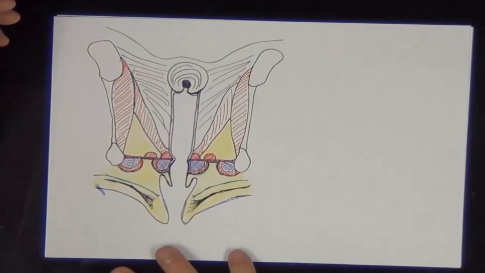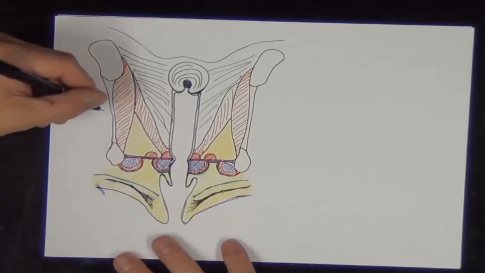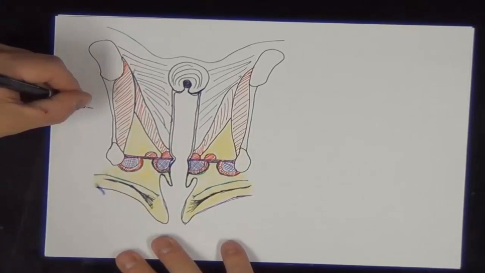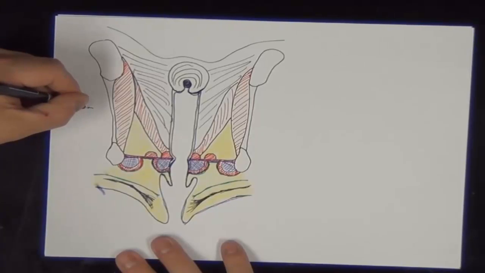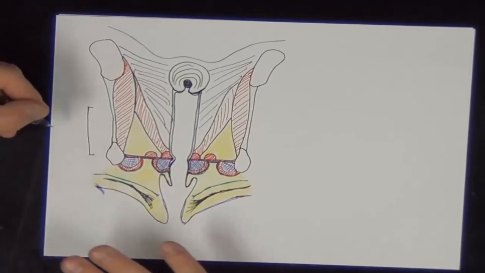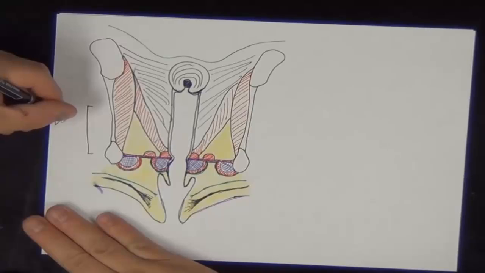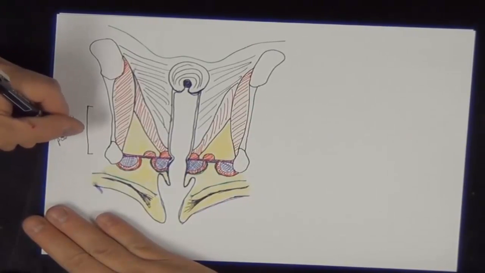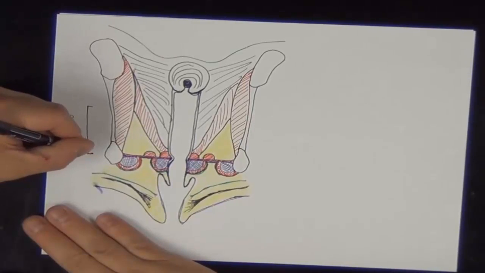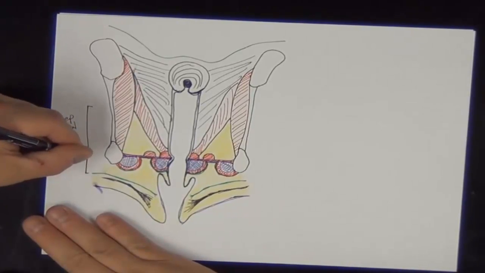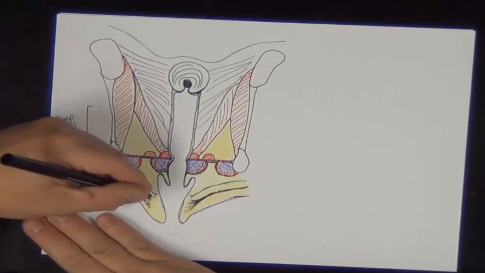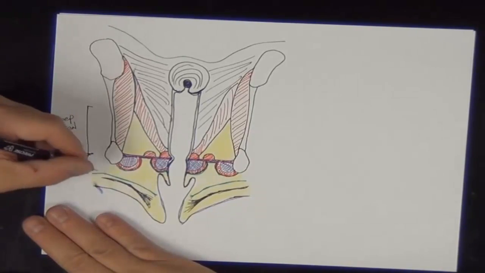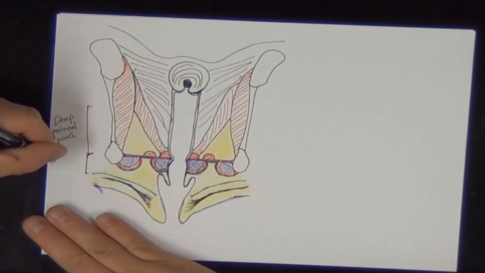Alright, so let's review from outside to in real quick. We have the deep perineal space from the inferior aspect of levator ani down to the perineal membrane. So deep perineal pouch, and from the perineal membrane down to the membranous or superficial perineal fascia, we've got the superficial perineal pouch.